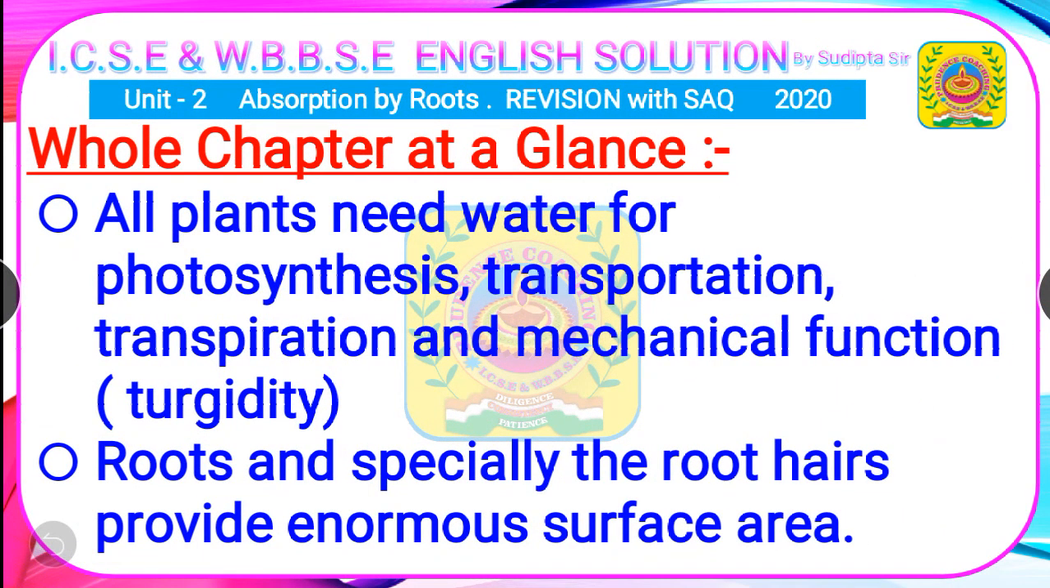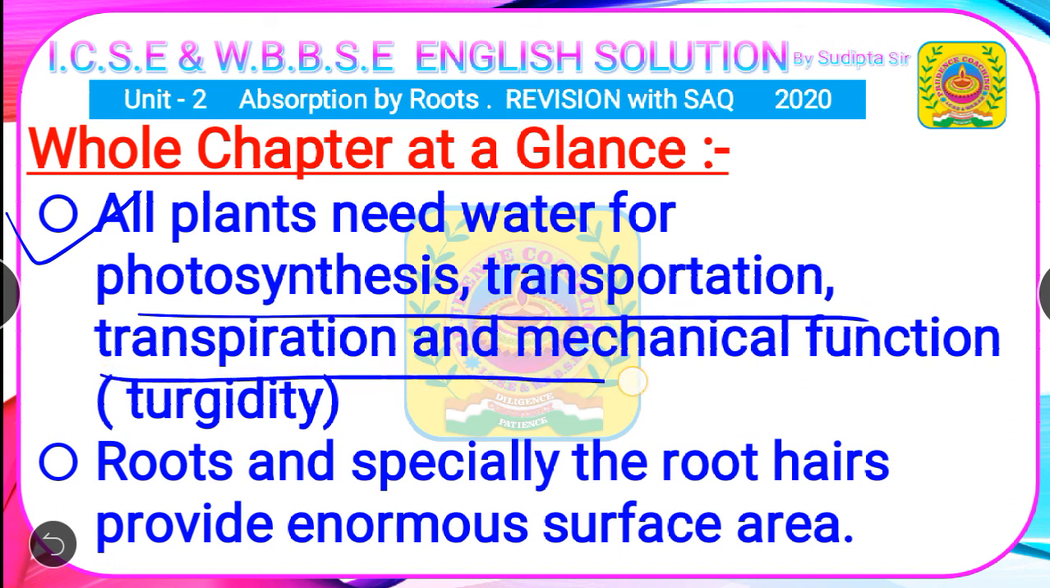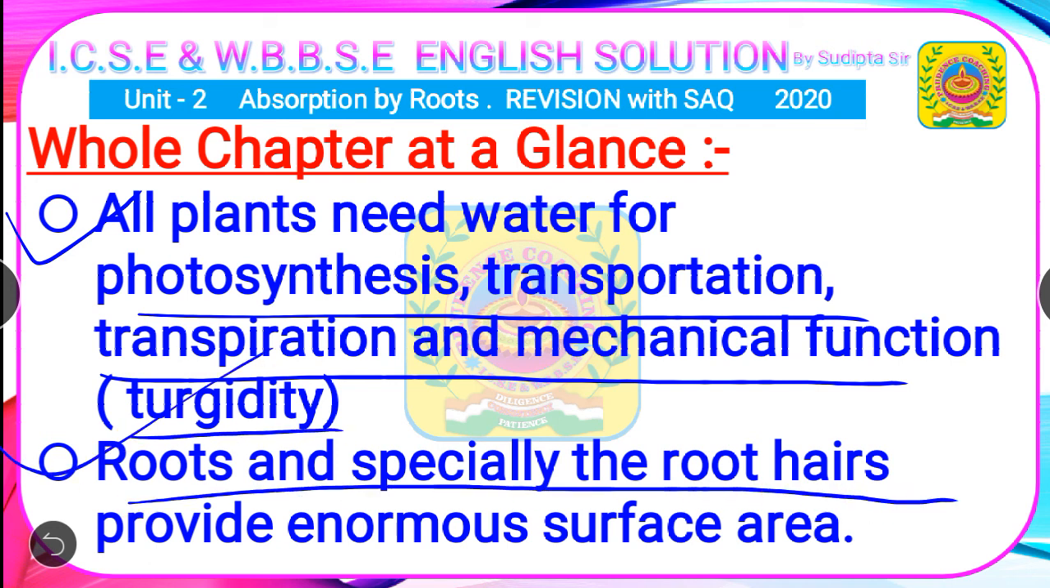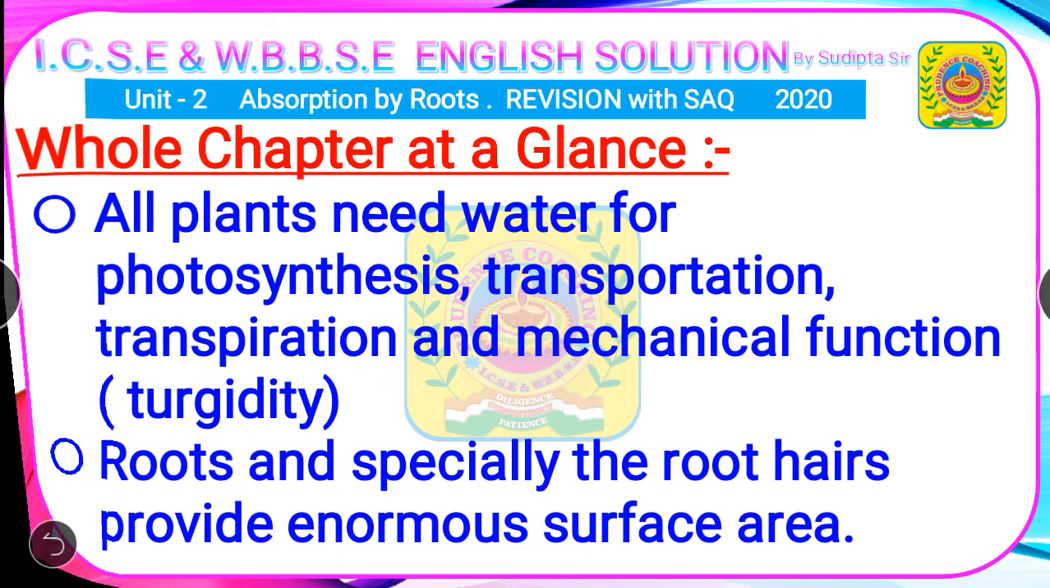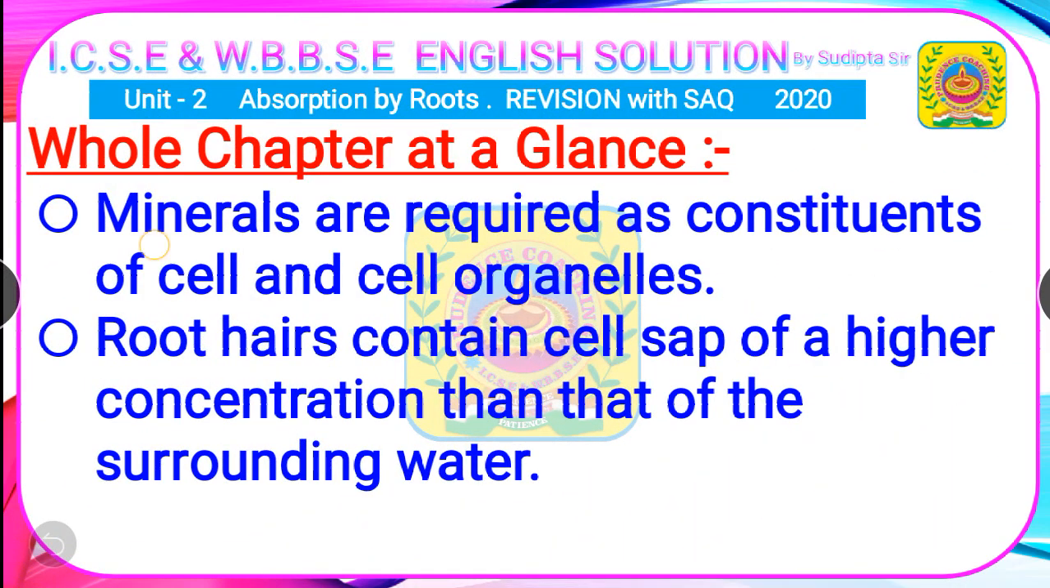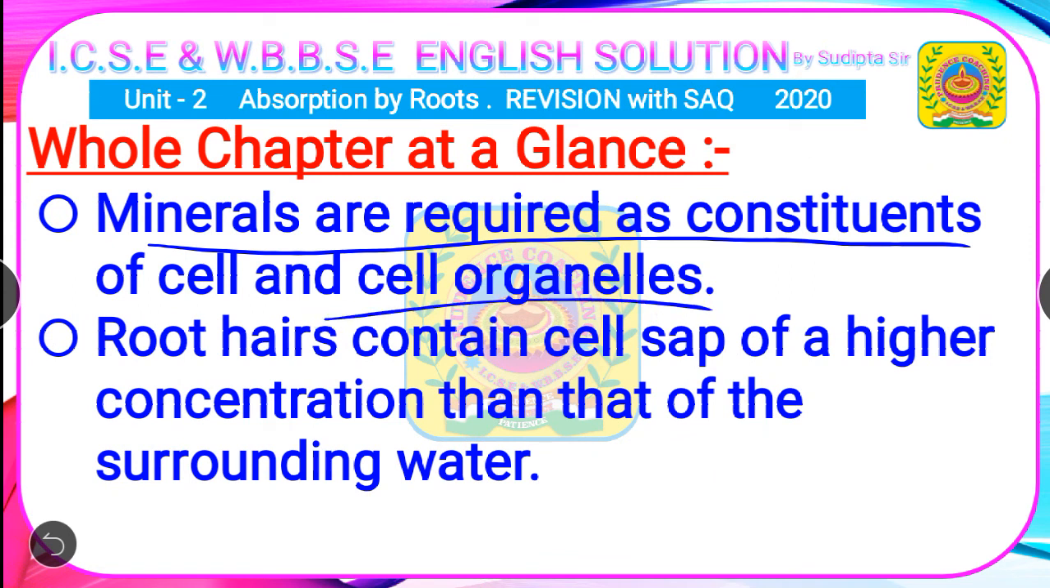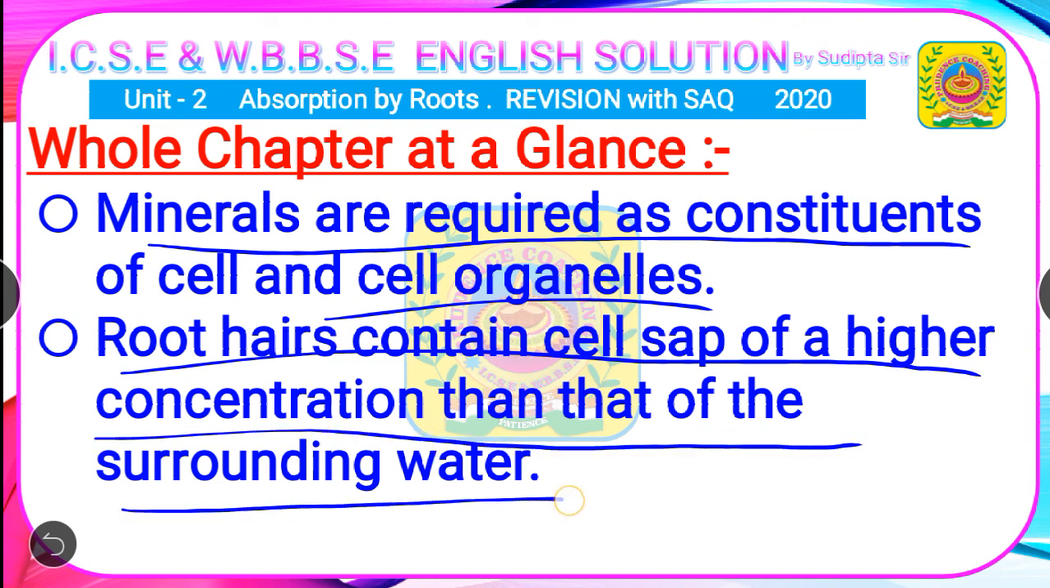Now we have finished the chapter. We will just have a look at the whole chapter at a glance. The first point is all plants need water for photosynthesis, transportation and transpiration and mechanical function, which is known as turgidity. Number 2, roots and especially the root hairs provide enormous surface area. Next, minerals are required as constituents of cells and cell organelles. Next point is root hairs contain cell sap of a higher concentration than that of the surrounding water. So the process of absorption of water depends on the process of osmosis.